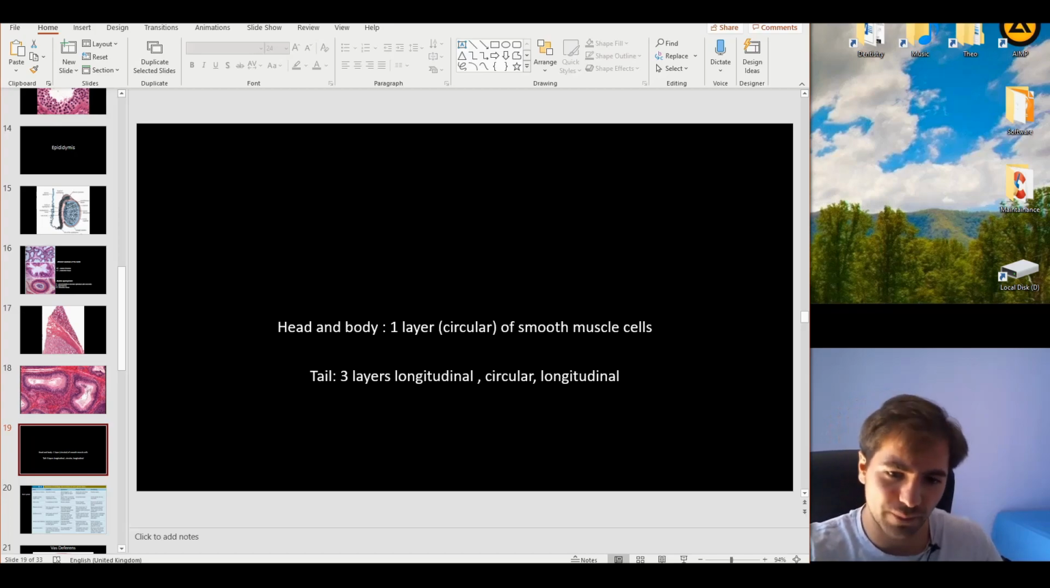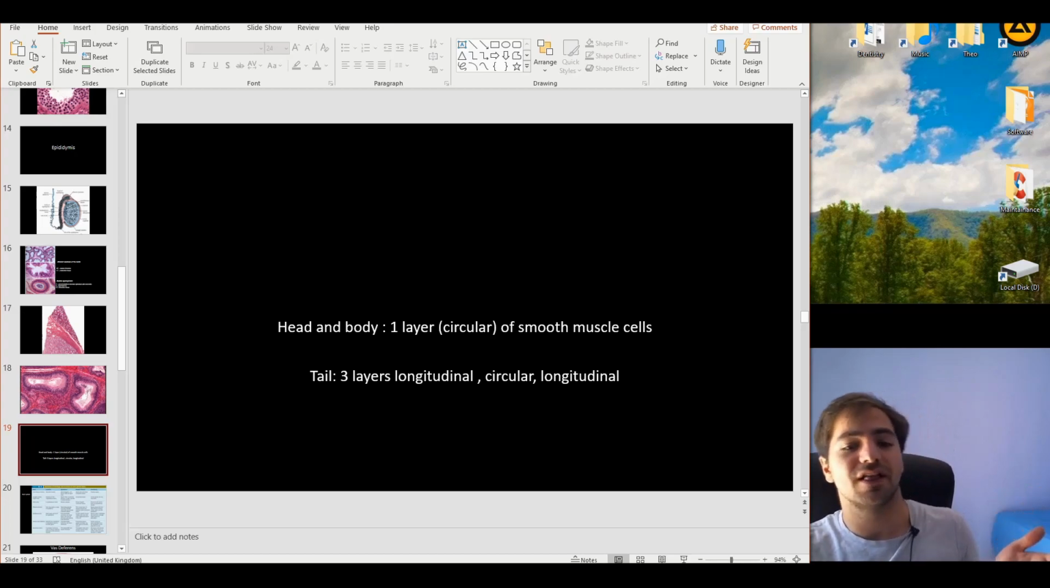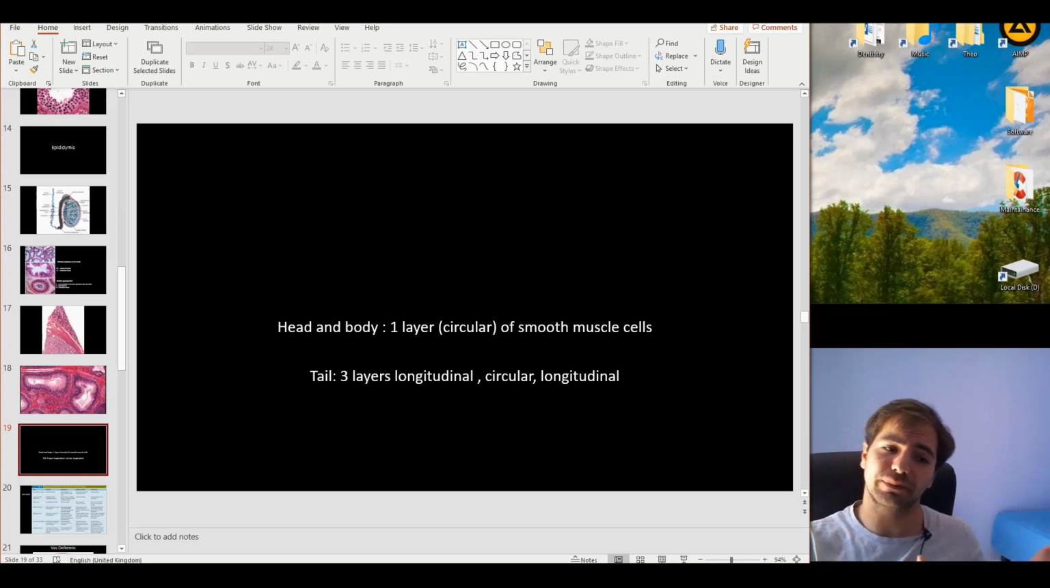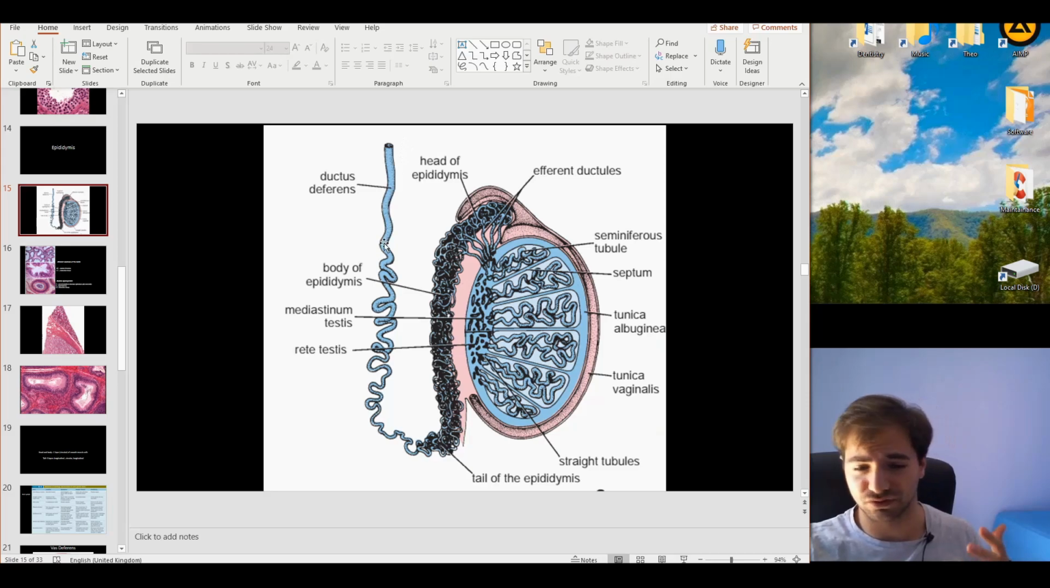Well, because the primary mechanical force that drives the movement in the head and body is this absorptive fluid flow. In comparison, the tail actually needs to have wider, more prominent smooth muscle layers in order to facilitate this movement from the tail to the vas deferens, the Ductus Deferens. So this is exactly the structure and the point of the epididymis.